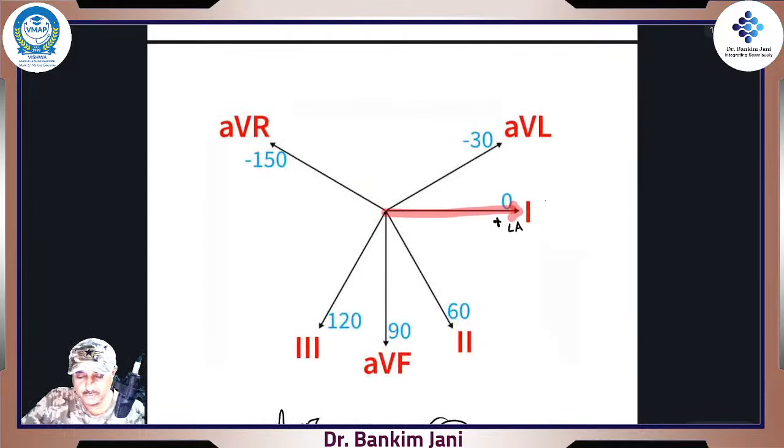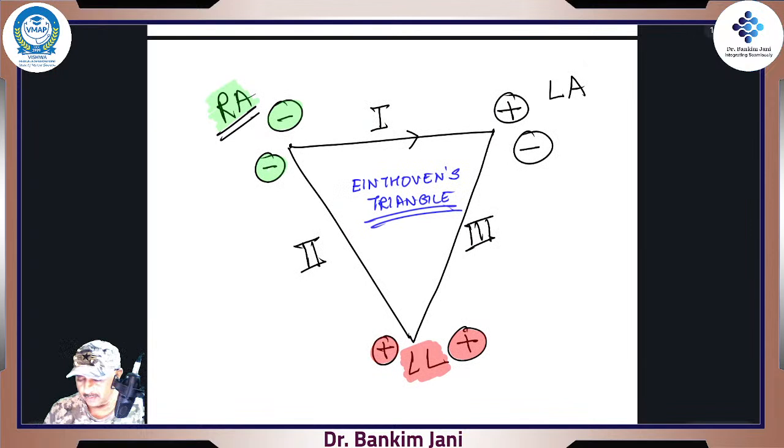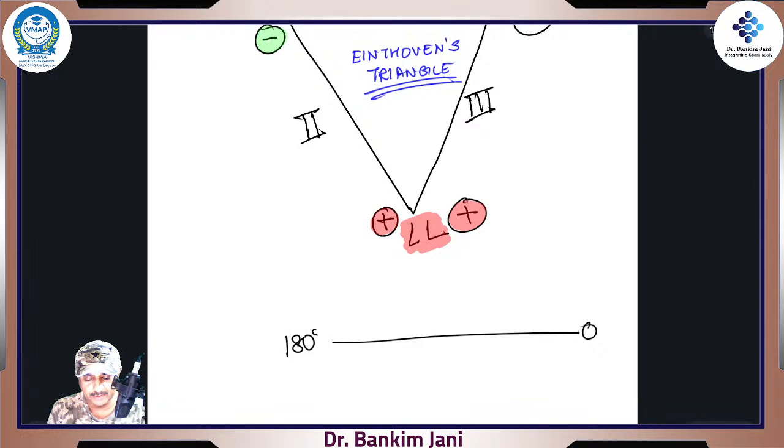Okay. So here it is, right? So now we are very clear about this: lead one, lead two, and lead three. Now taking you to the geometry, right? These degrees are very much important. So over here, this is 0 degree. This is 180 degree. Theek hai? Right? 0 degree and 180 degree.